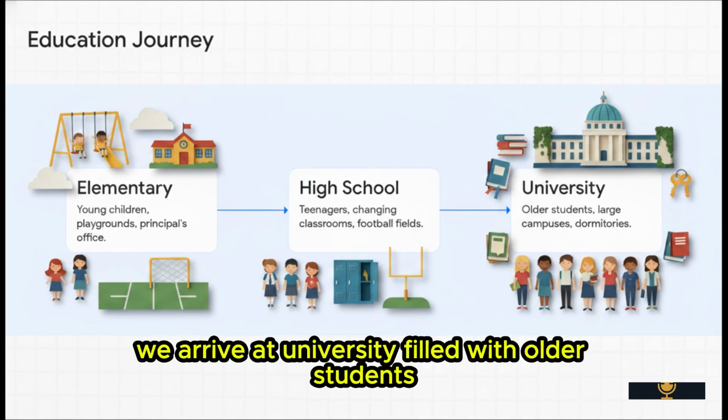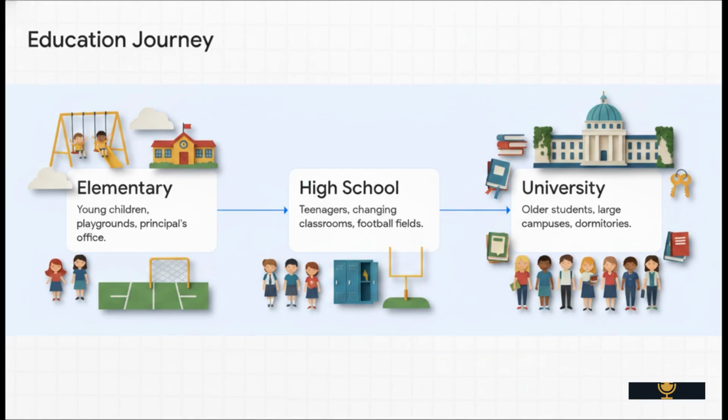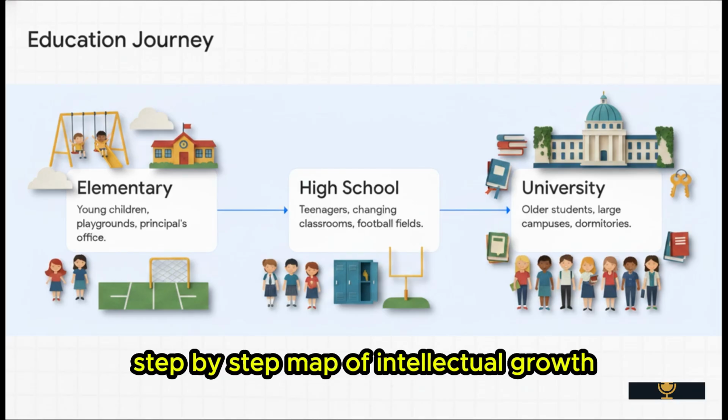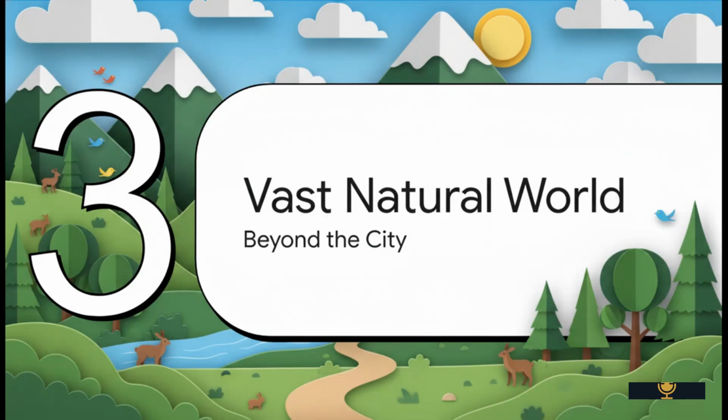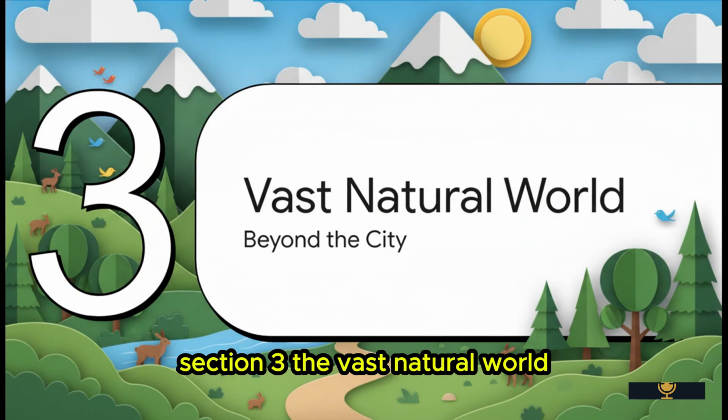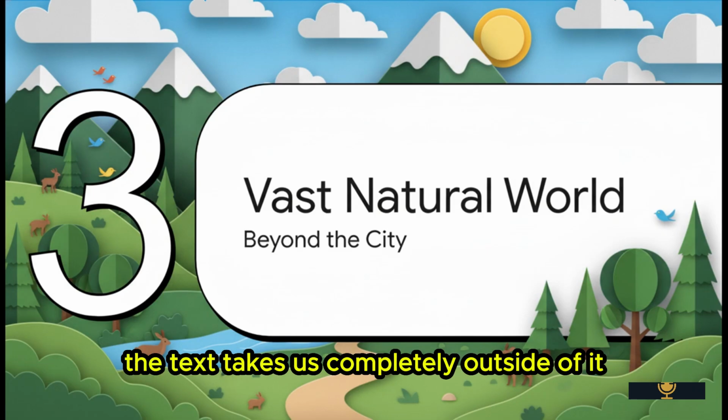And eventually, we arrive at university, filled with older students, large campuses, and dormitories. It gives the learner a complete step-by-step map of intellectual growth. Section 3. The vast natural world. Having built human society, the text takes us completely outside of it.